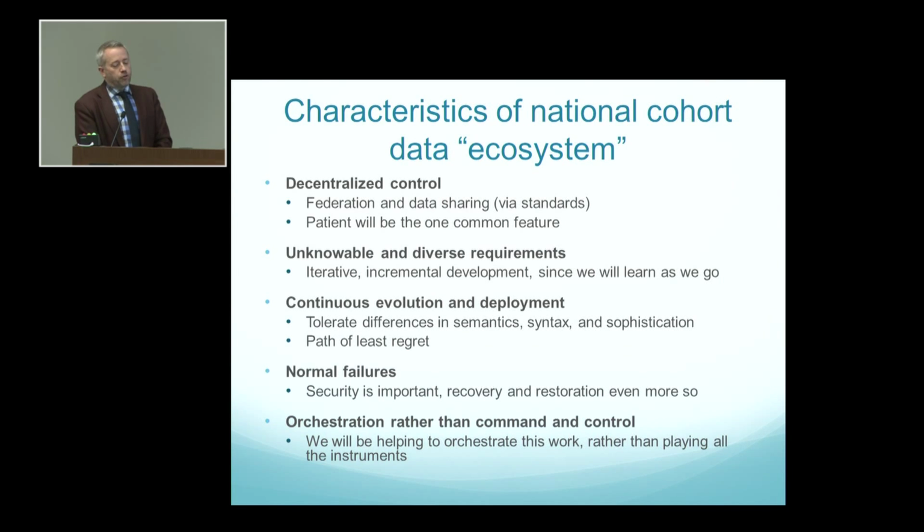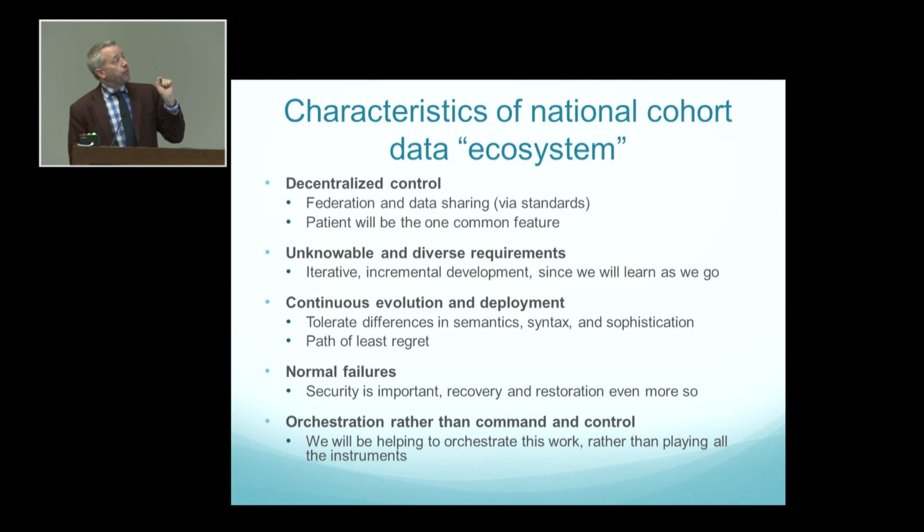If we think about a national cohort data ecosystem, given the scale and complexity, it will almost invariably be decentralized in its control. That means there needs to be federation and data sharing, and we did see Josh put up the diagram that talked about centralized control. It doesn't necessarily mean a person. It could be a standard as a way of reducing that complexity. It could be a multi-use data use agreement, which the VA and the DoD have signed as a way of providing that as well.